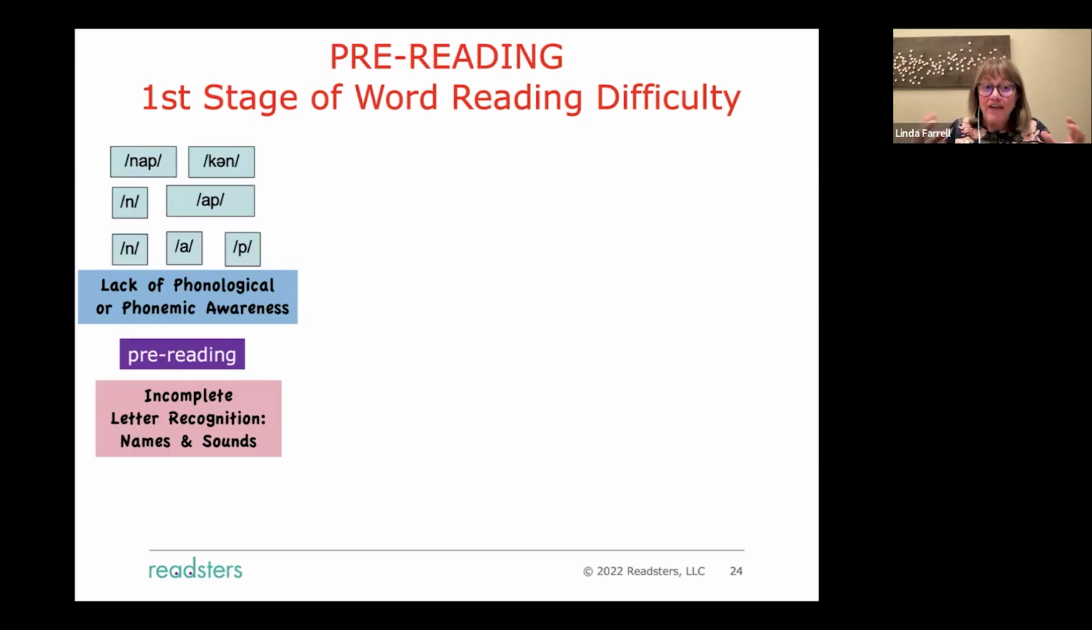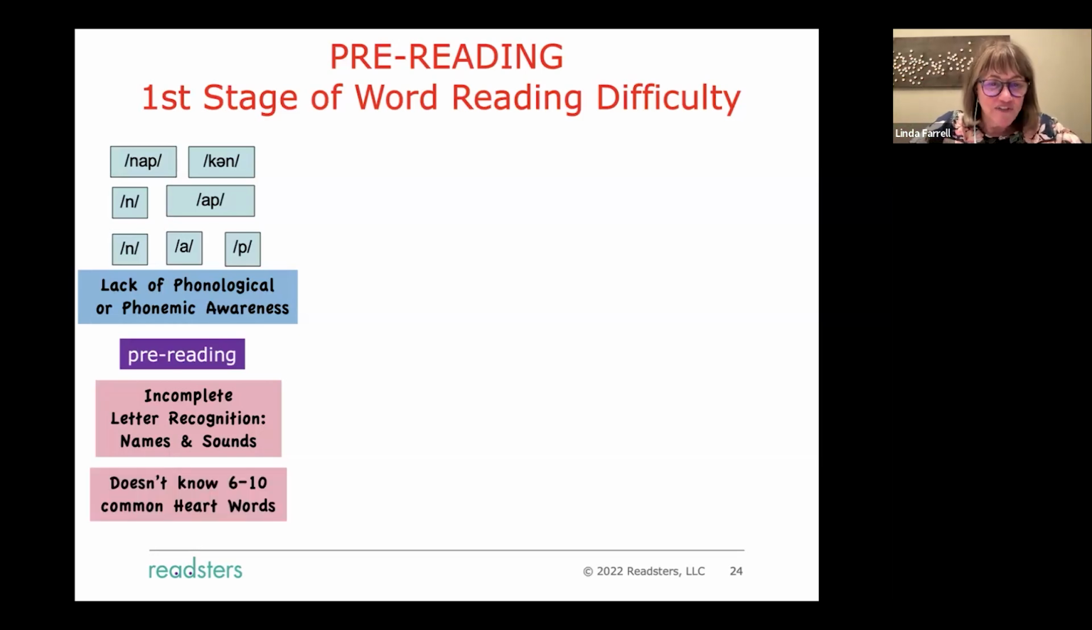Pre-reading on the orthographic, or the letter, side is: do they know all their letter names and sounds? I know that a lot of you only teach sounds, and that's okay at the beginning, but eventually they've got to know their letter names, because when I introduce the digraph SH, I can't say "S H spells sh" without translating to the letter names. So they do need to know all of those. And if they don't know any high frequency words that aren't spelled regularly, then that becomes an issue also. So if any of those skills are missing, they're in the pre-reading phase.